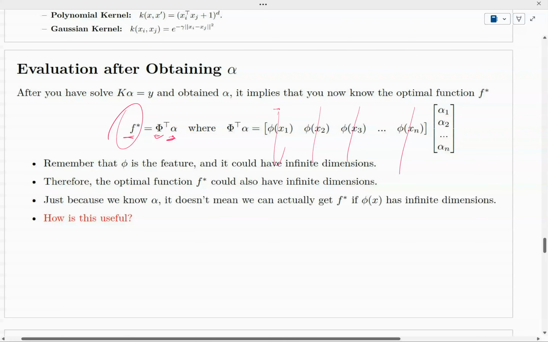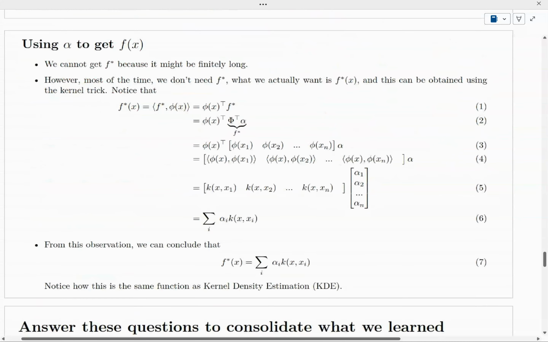However, most of the time, you don't need phi. You don't need to get the function itself as a vector. Most of the time, you don't. What you care about is phi of x with x. You care about what happens when you put a value inside this function, and this we can calculate. Okay, so let's see how that is done.